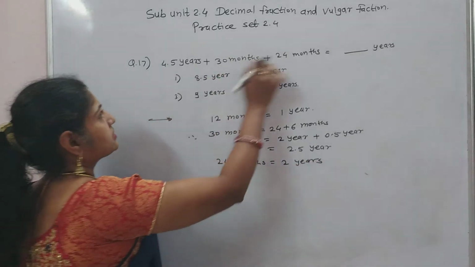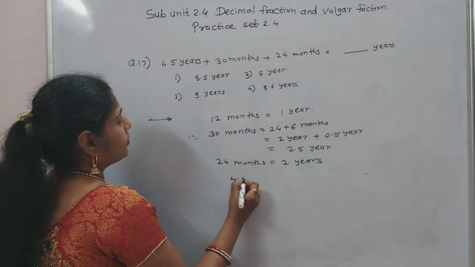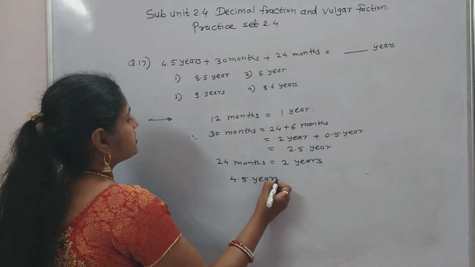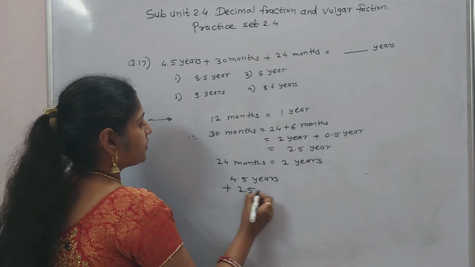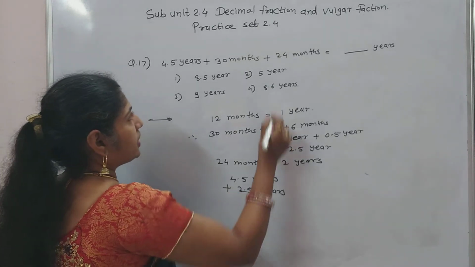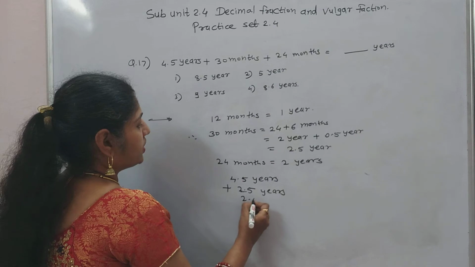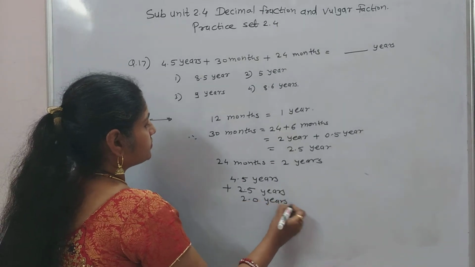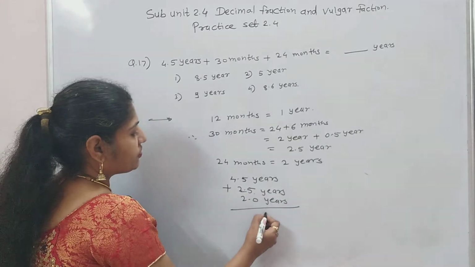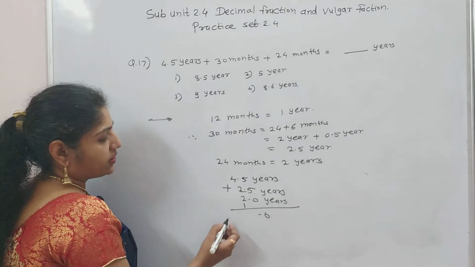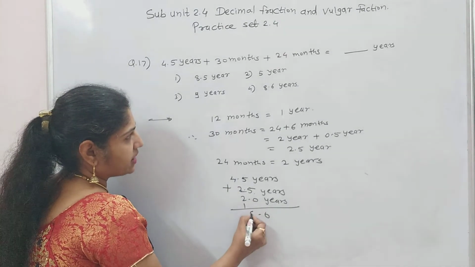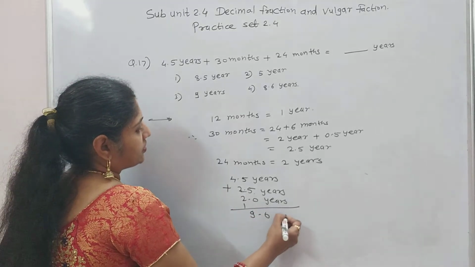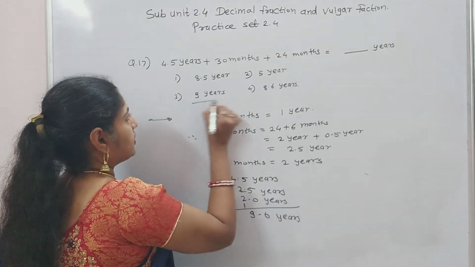So add these. 4.5 years plus 30 months means 2.5 year and 24 months means 2 year. 5 plus 5, 10, decimal point 4. 8 plus 9, 9 year. So our answer is 9 years.